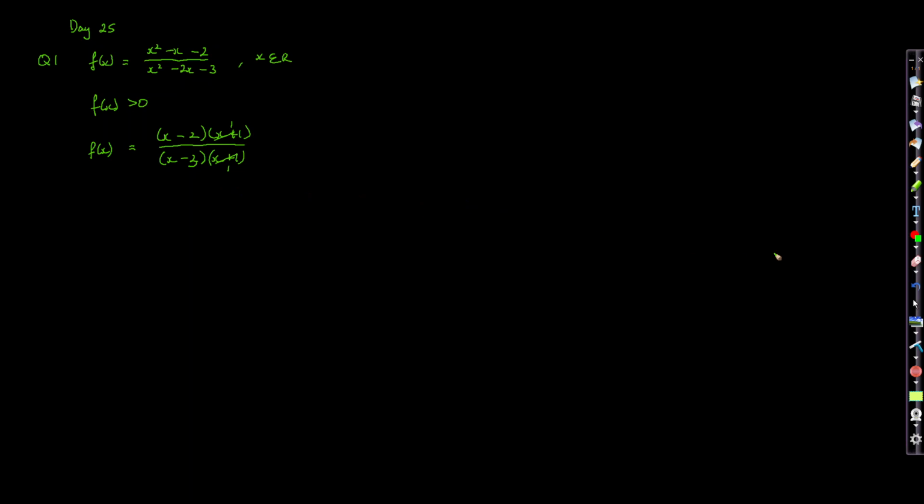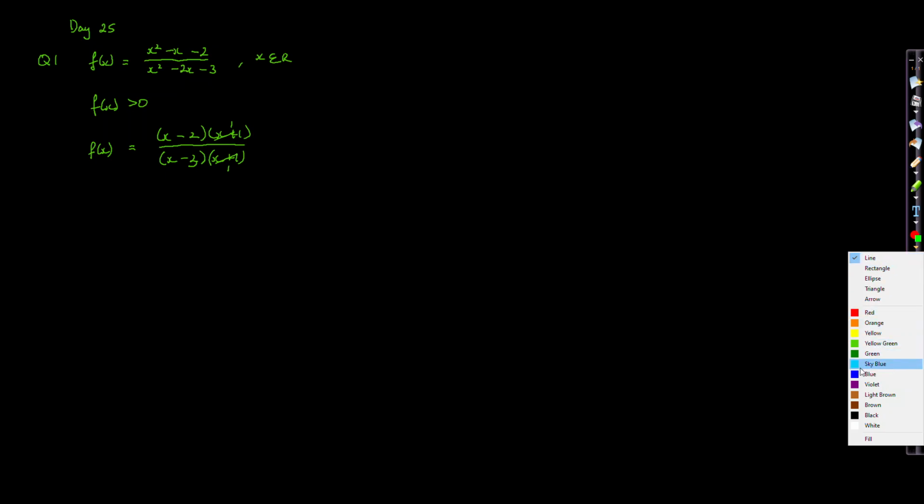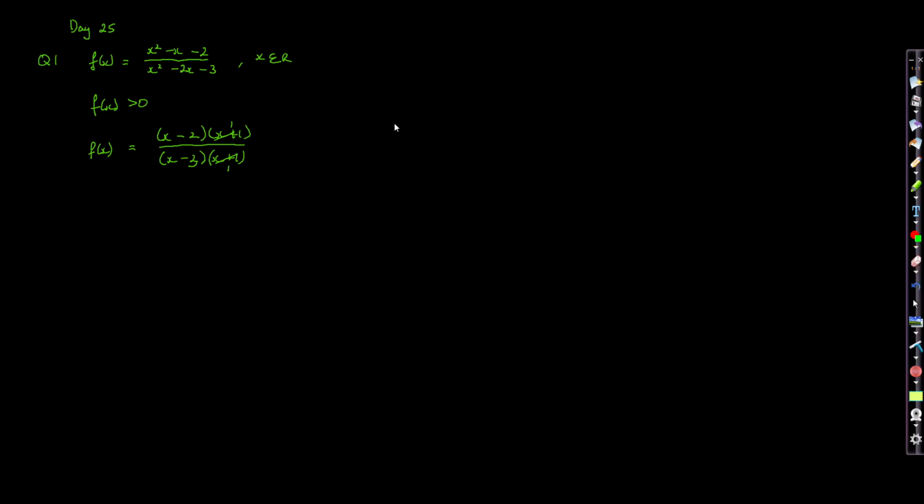Okay, so let's have a look at a number line. Let's get a line, let's make it blue. Some key points: 2 and 3 are going to be key points on this number line. Let's put 3 here and 2 here. So when would the top be positive? When x is greater than 2. I'm going to show that like that.